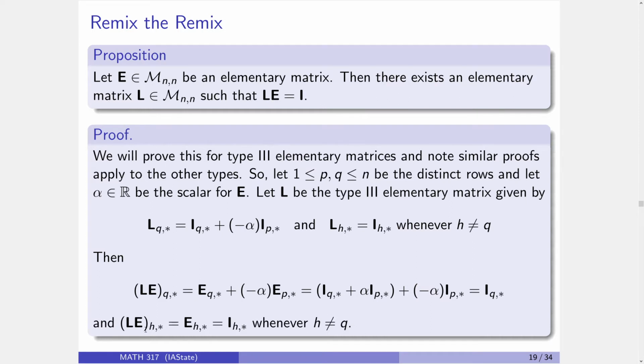And of course the H row of L times E. So remember, multiplying by this performs the type 3 row operation, but the row that I'm interested in is the row where nothing is happening, so you just get the H row of E. E is a type 3 as well, so the H row doesn't have anything going on, so you get the H row of the identity. So the rows of this are precisely the rows of the identity matrix, so they must be equal. Very nice.